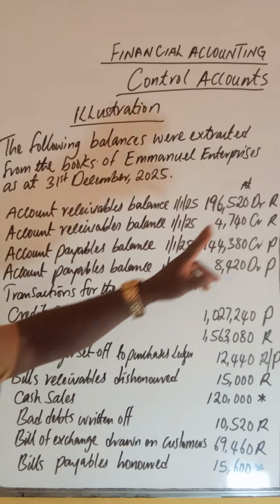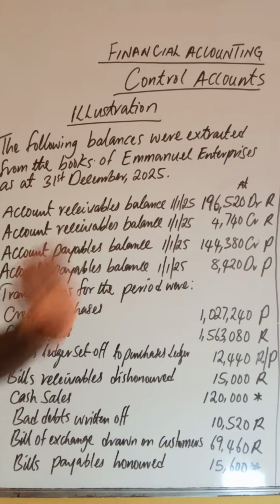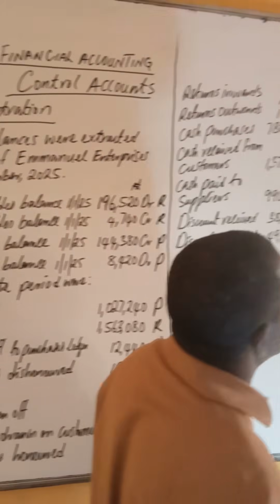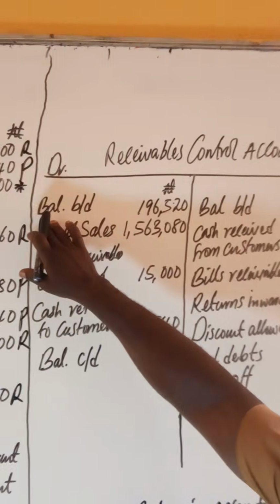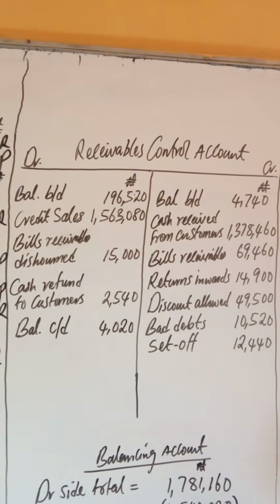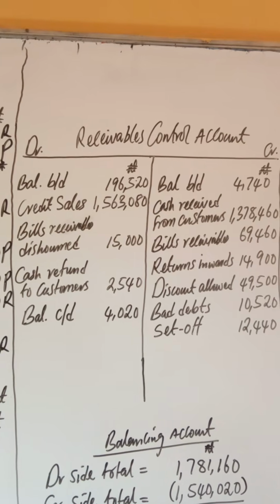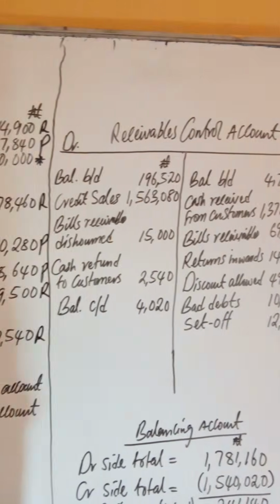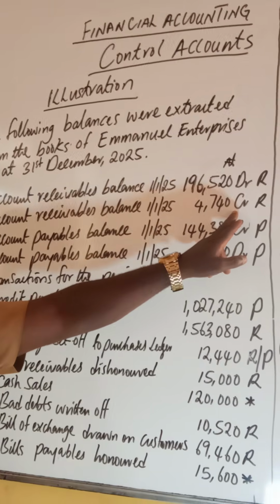I told you that this is what's called identification. The question already identified that this balance is a debit balance. So without wasting time, take it to the debit side. As you can see, this is balance. The title is balance brought down. The amount is there, which is 196,520 naira.